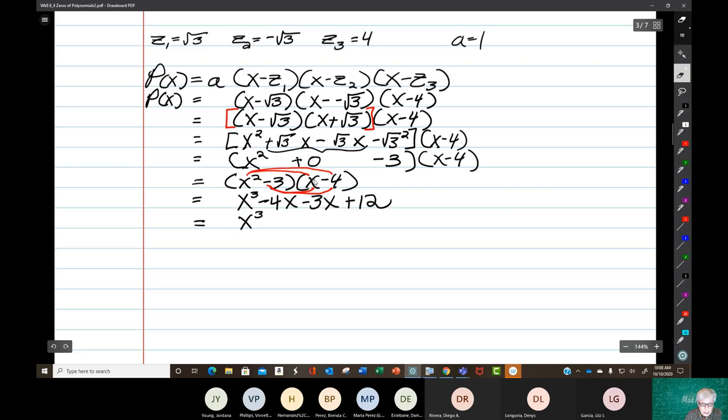All right, x to the third minus 4x squared minus 3x plus 12. So actually, it is done. Minus 4x squared minus 3x plus 12. There's our polynomial that was generated by these three zeros.